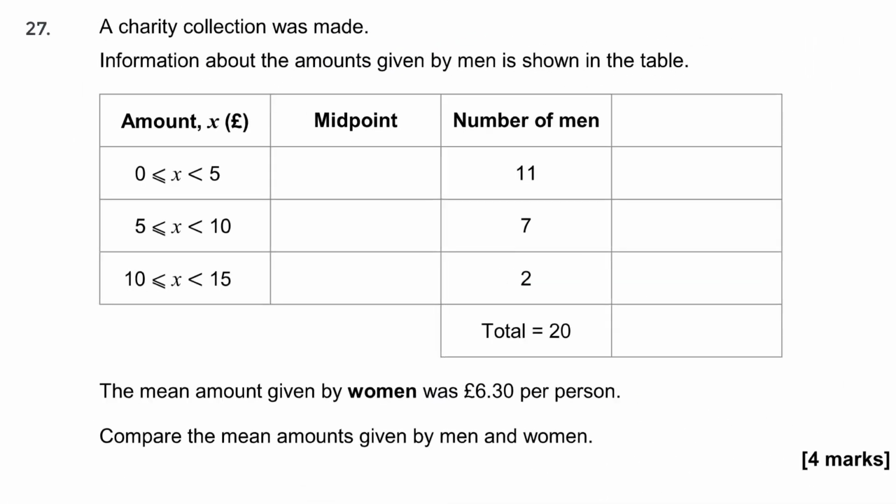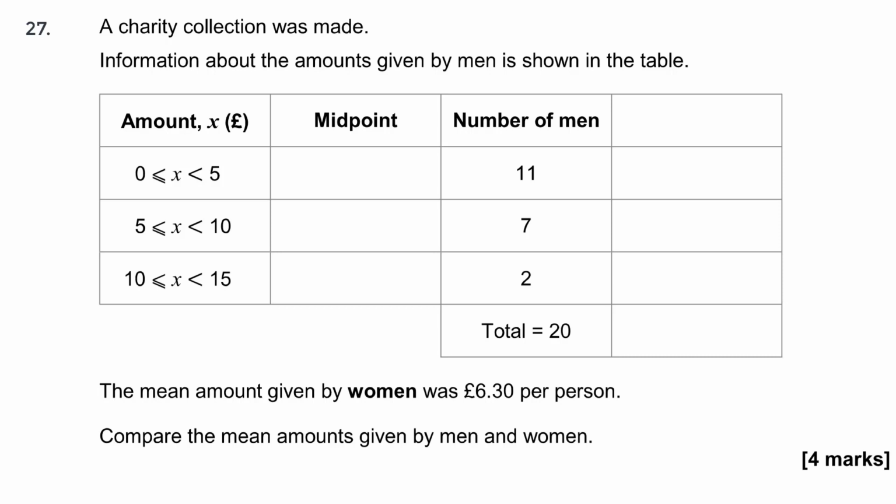A charity collection is made. Information about the amounts given by men is shown in the table. The mean amount given by women was £6.30 per person. Compare the mean amounts given by men and women. Okay, we have a grouped frequency table here, so we can't find an exact mean.